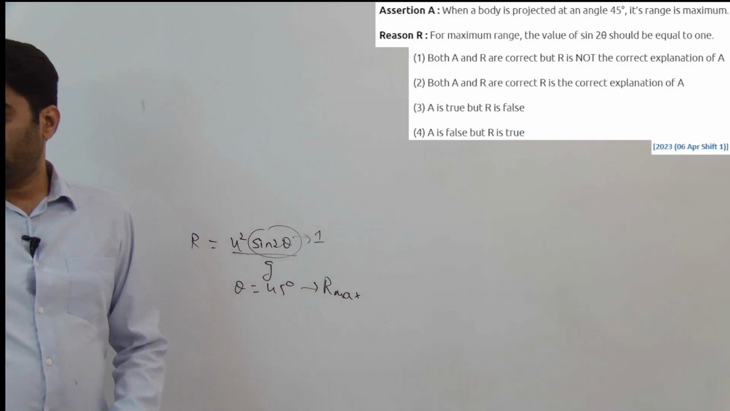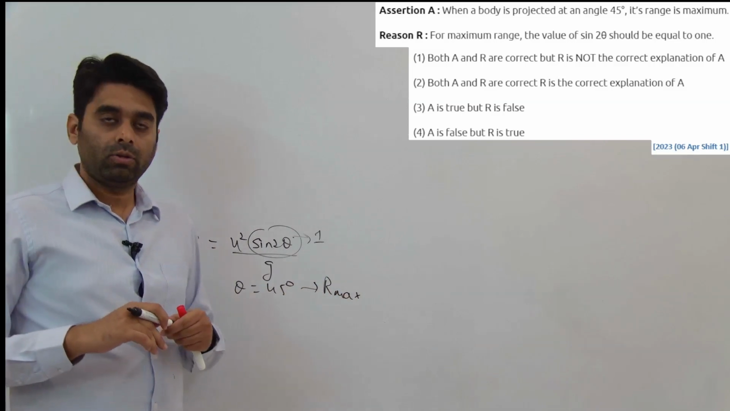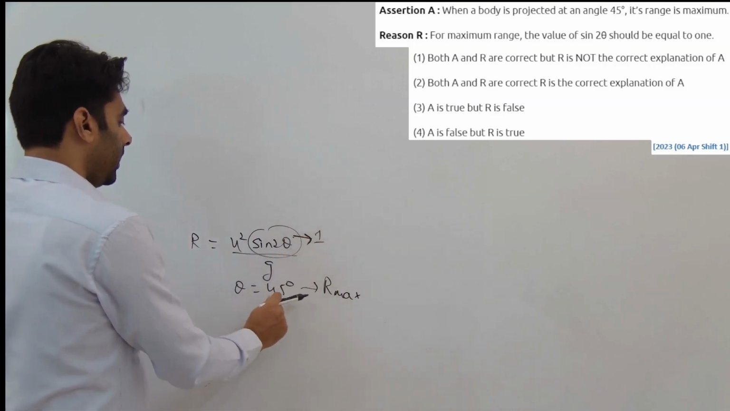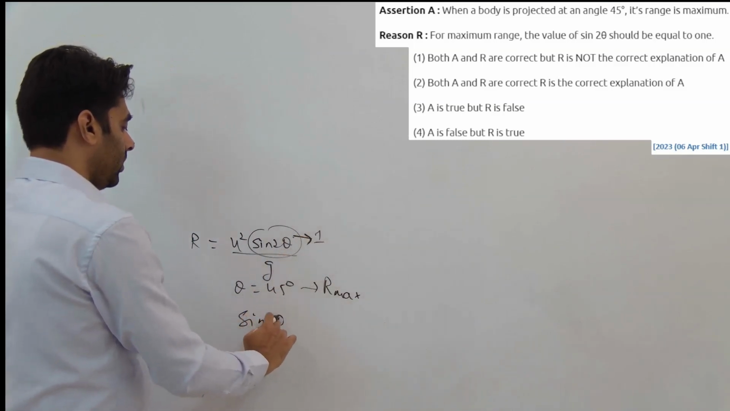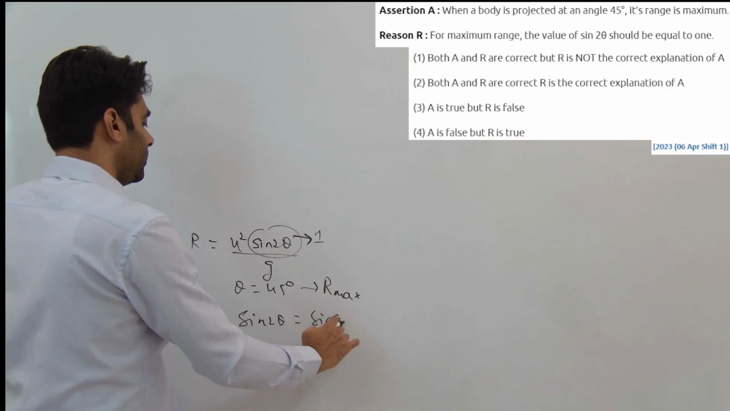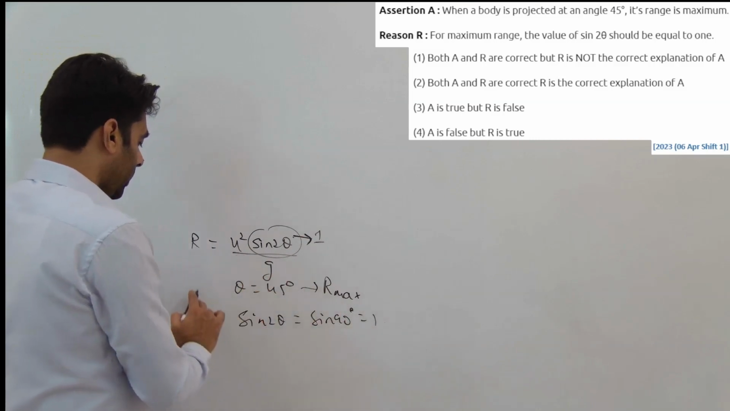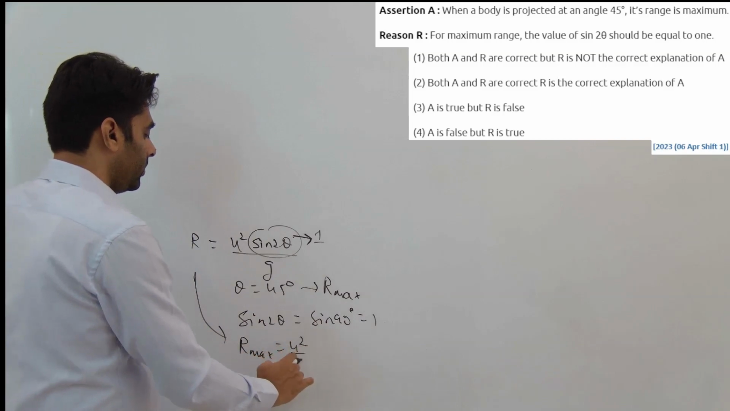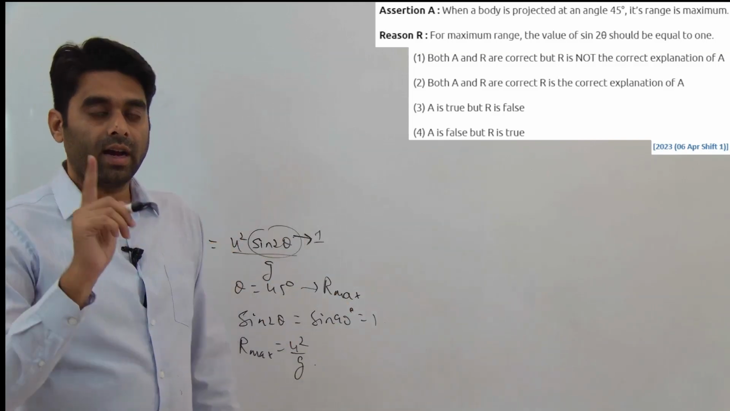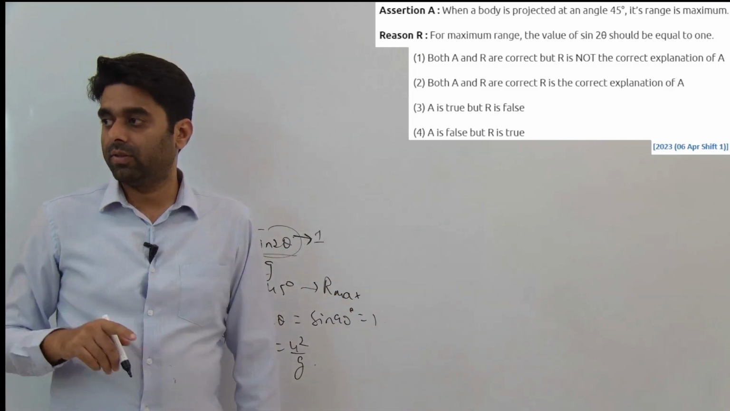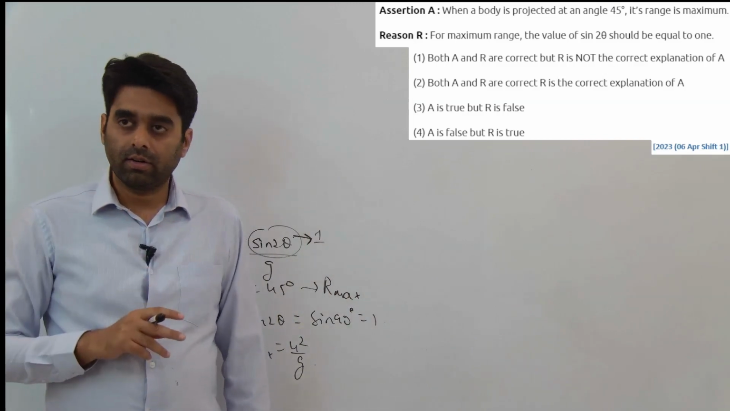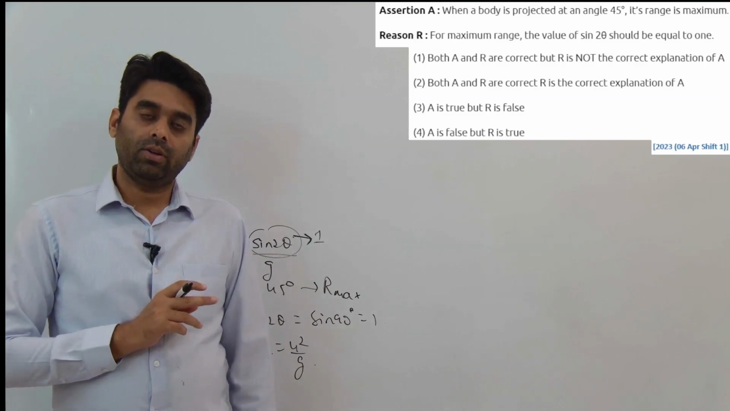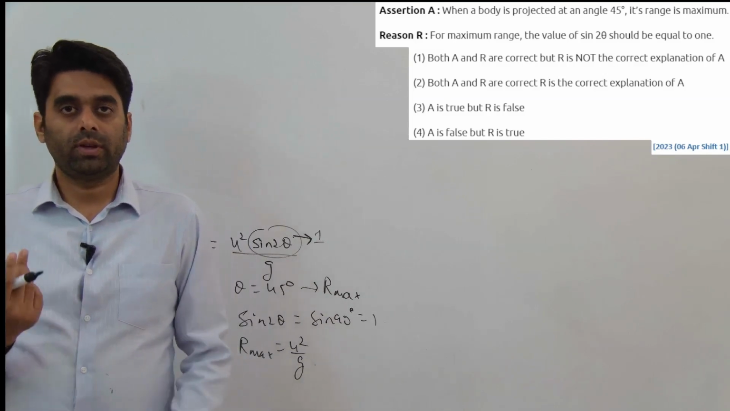Next it says for maximum range the value of sine 2 theta will be equal to 1. Yes, right. When theta is 45, sine 2 theta becomes sine 90, which is equal to 1. Therefore our maximum range comes out to be u square by g. That means A is right, R is right, and R is the correct explanation. The reasoning is correct. So our answer will be the second option. Let's look at the next question.